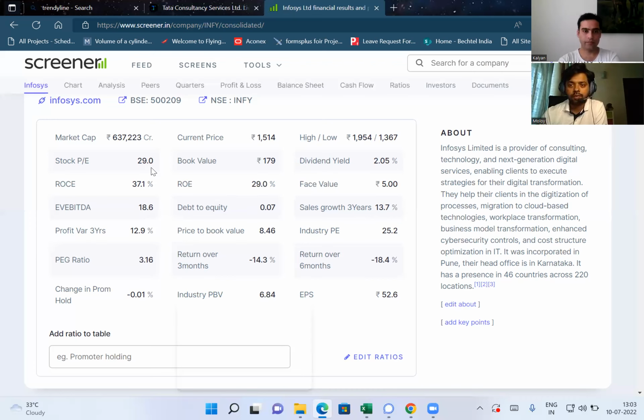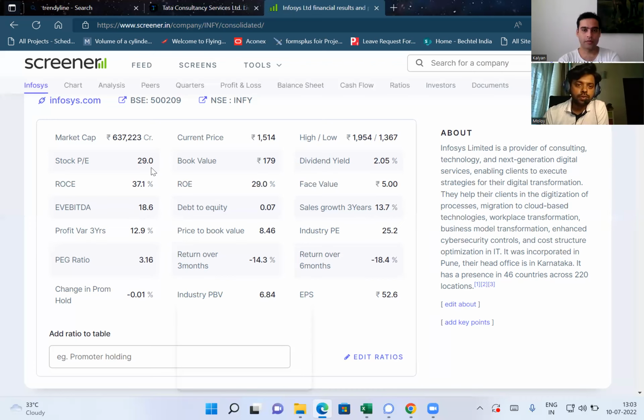That means we should not invest in a high P by E share. We can still invest in a share which is superseding the industry P by E, but then it has to have a reason, like the growth numbers. The net profit and the revenue numbers should be accordingly higher than its peers. If it can justify that, then it can justify a high P by E.